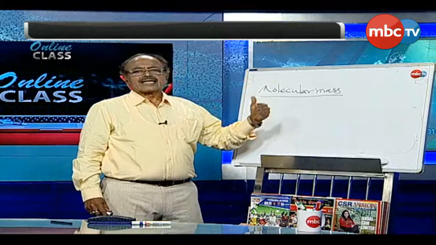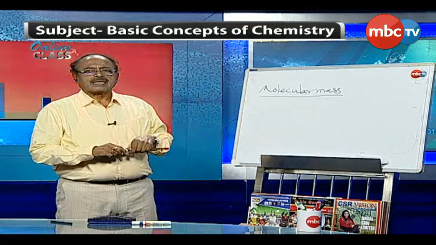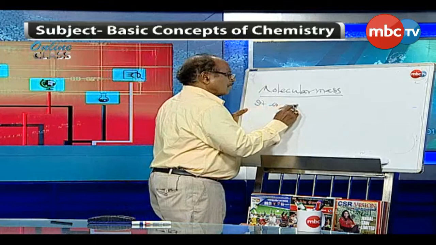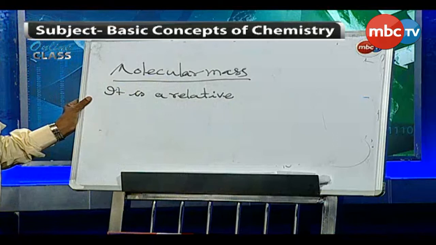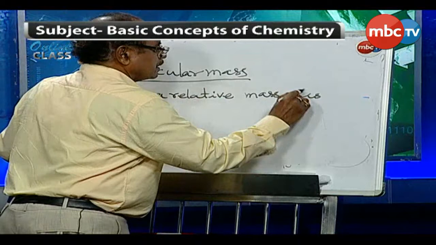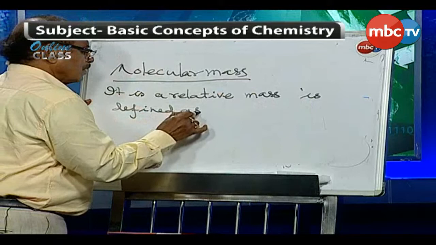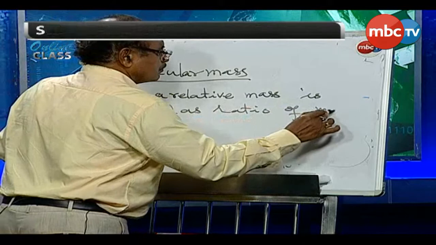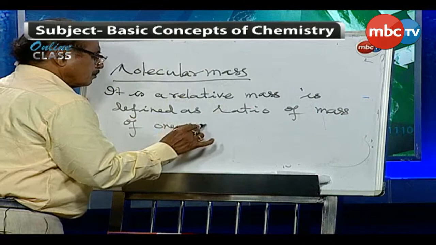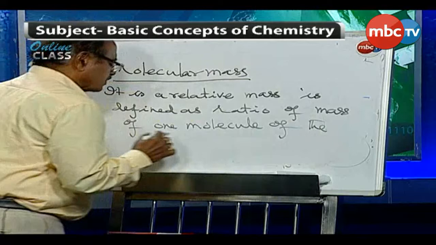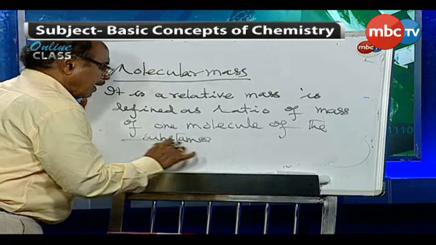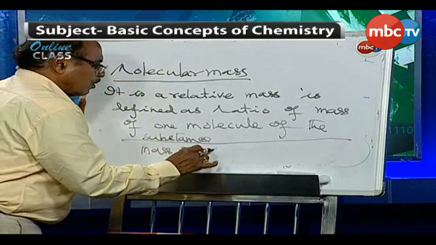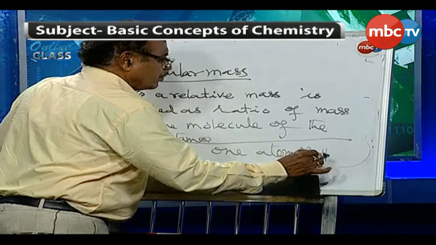It is exactly like atomic mass, it is also exactly a relative mass. We are not using average here. Molecular mass is a relative mass, defined as the ratio of the mass of one molecule of the substance by the mass of one atom of hydrogen. It was the first definition of this molecular mass.